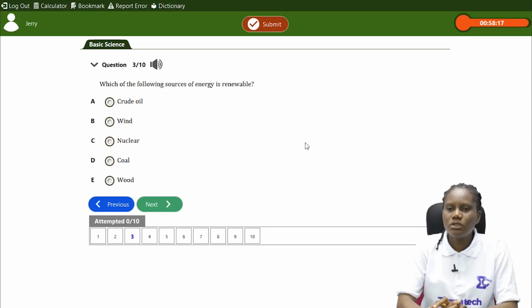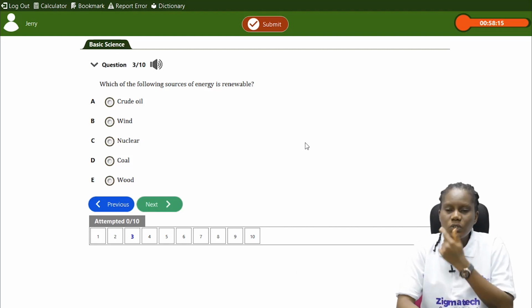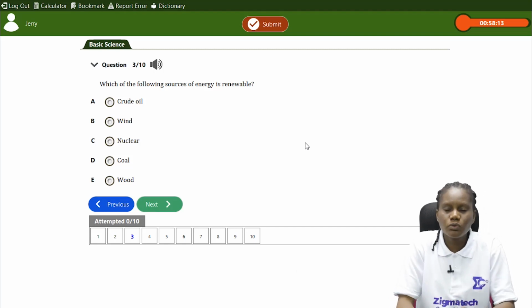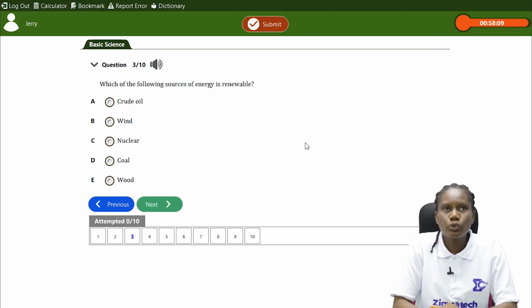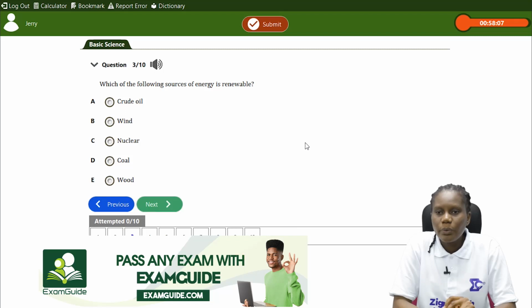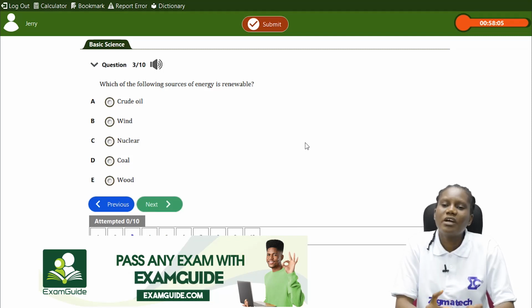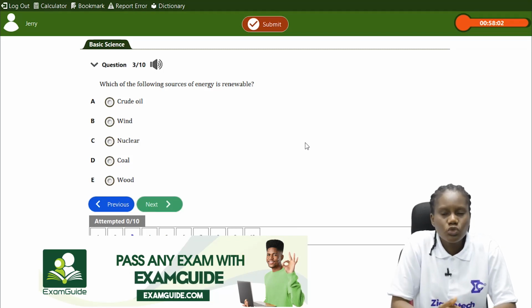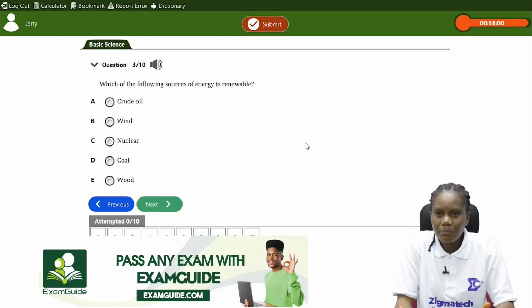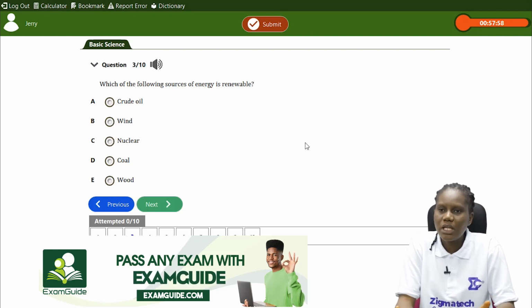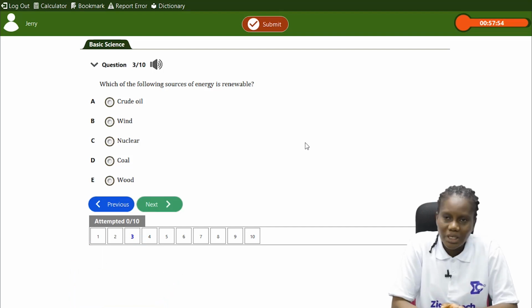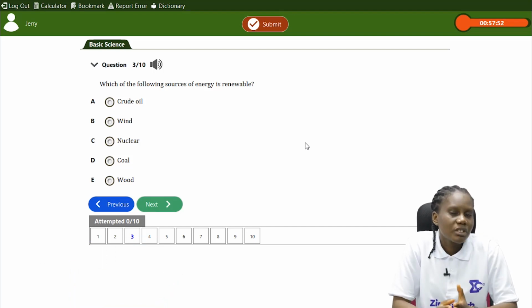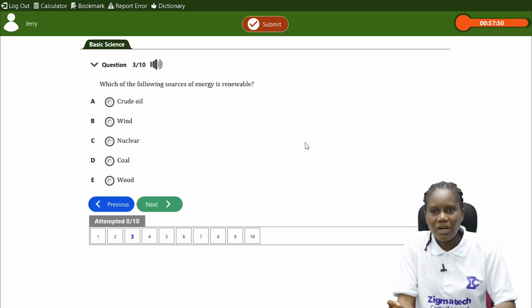We have another question here. It says, which of the following sources of energy is renewable? We have A, crude oil, B, wind, C, nuclear, D, coal, and E, wood. So we're going to check through them and classify them as we earlier did in the previous question. A, crude oil. Crude oil is a non-renewable resource, so it's striked out.